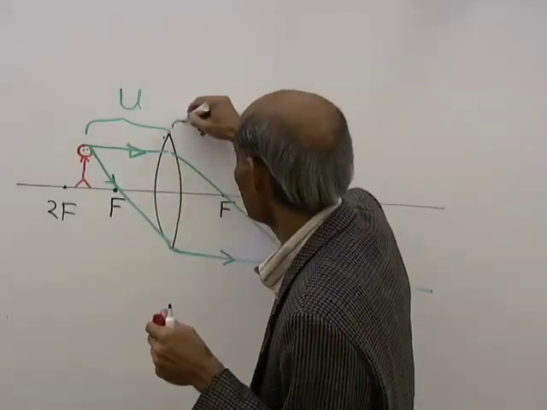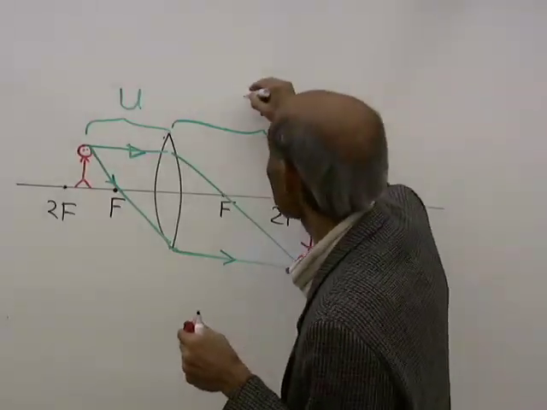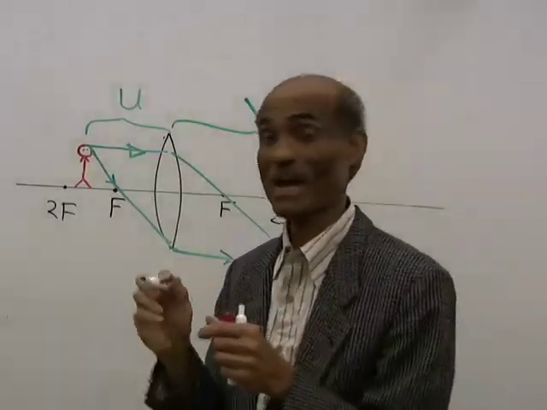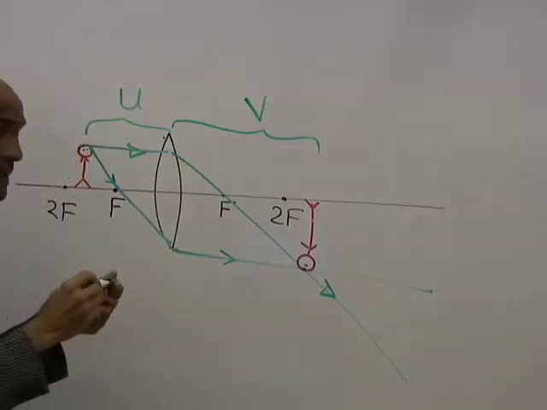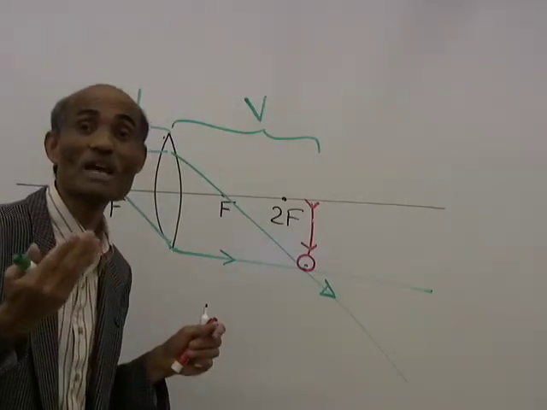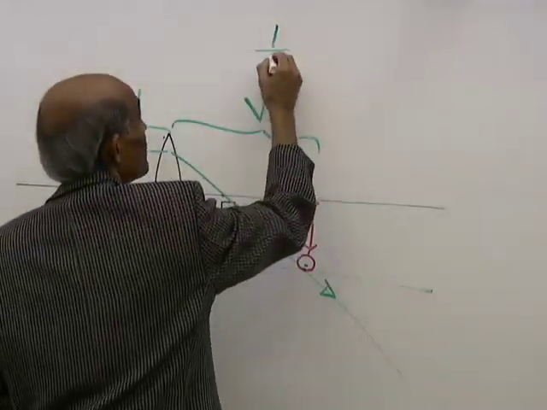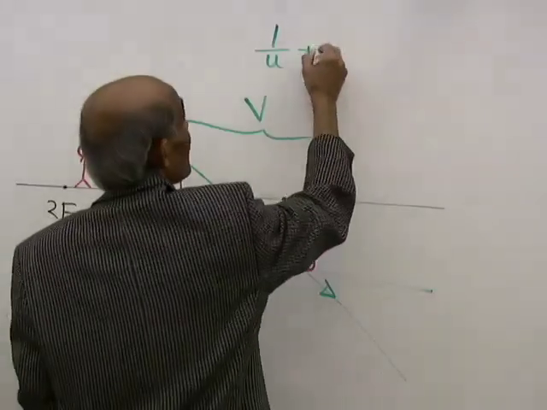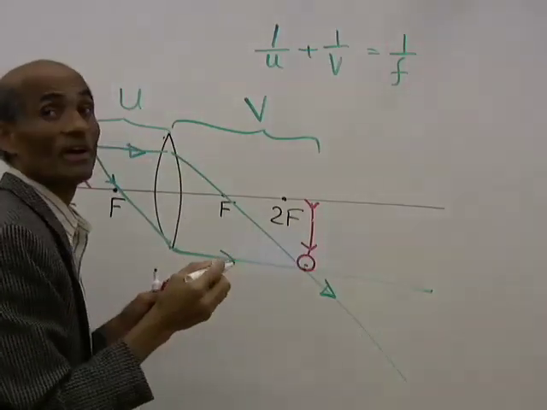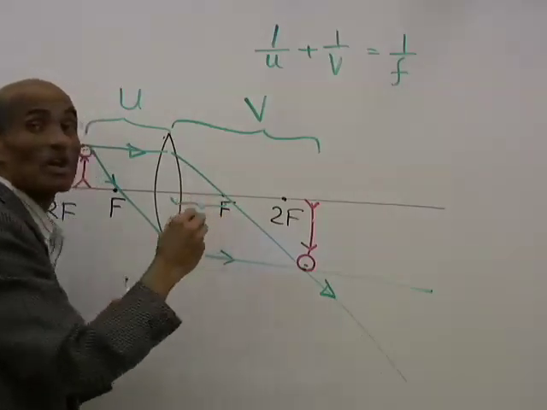And the distance measured from the lens to the image, the position of the image, is the image distance. We will use the uppercase V for that. Now, in our lab today, we will measure these 2 distances and use them to obtain the focal length. That equation is 1 over U plus 1 over V equal to 1 over F, where the focal length is represented by the lowercase f.